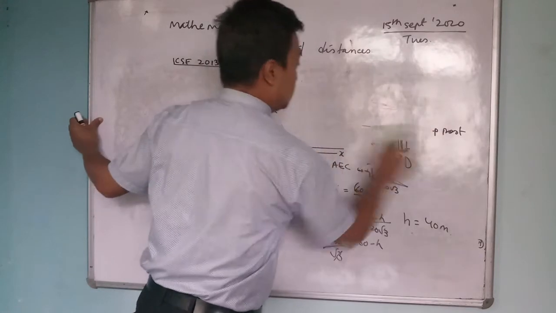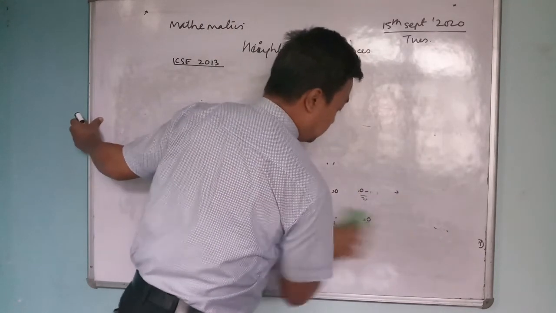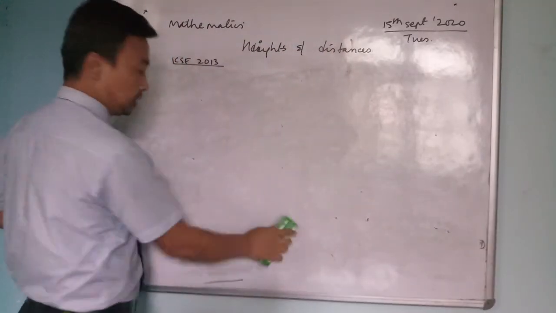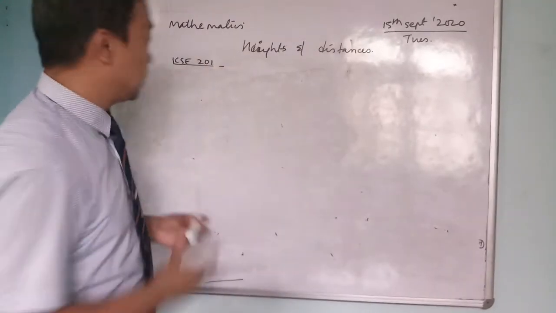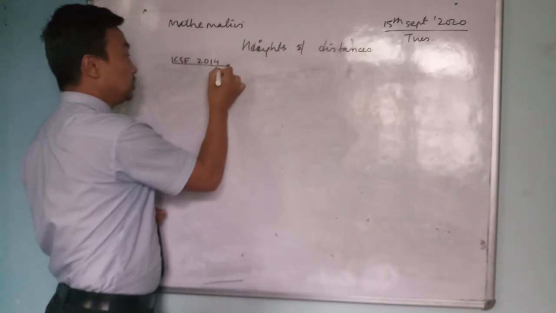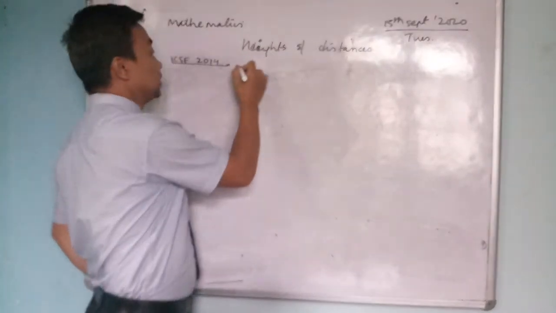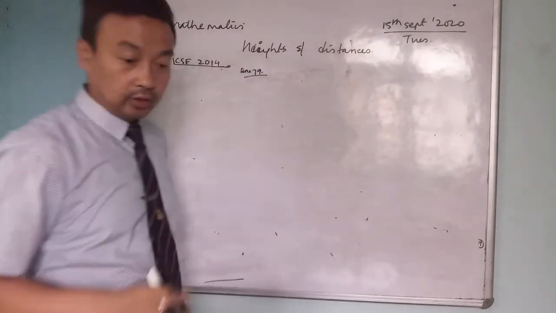So here in heights and distances, the first thing is you need to understand the question, and it has to be translated properly into the diagram. Mostly you get this. ICSE 2014, it is question number 19 in the textbook, same exercise and same page.